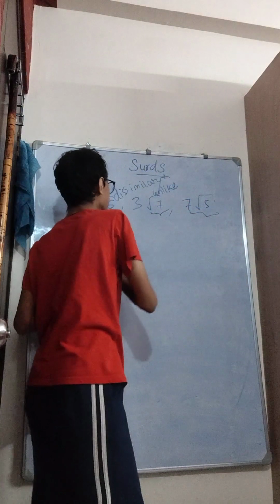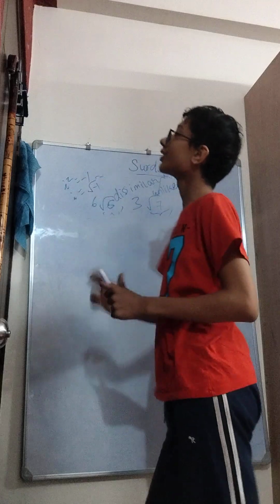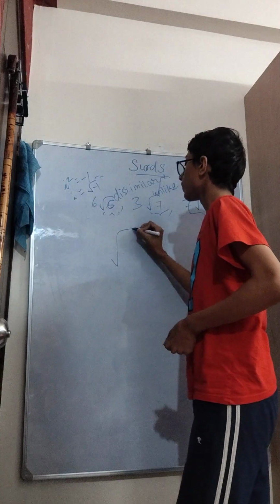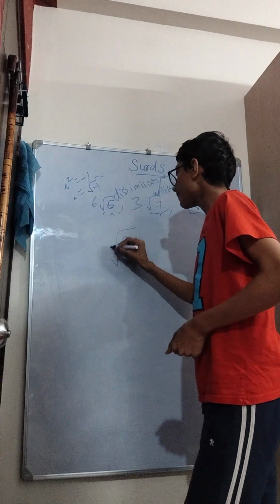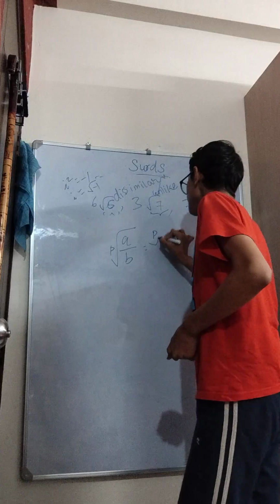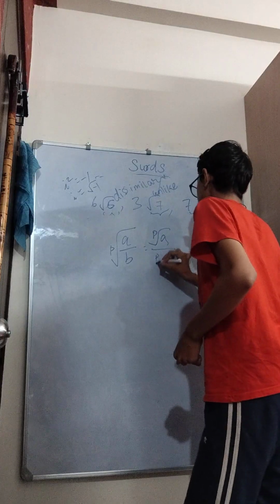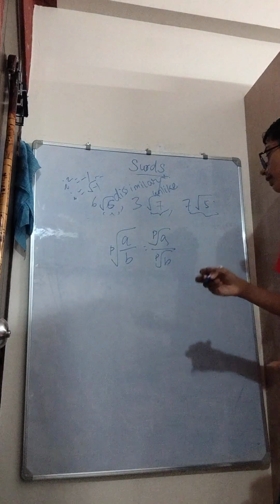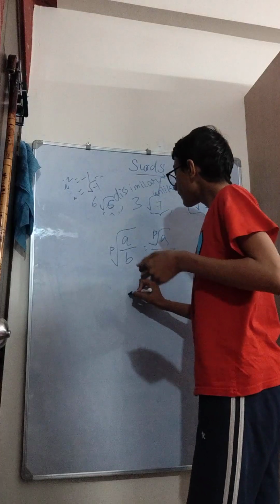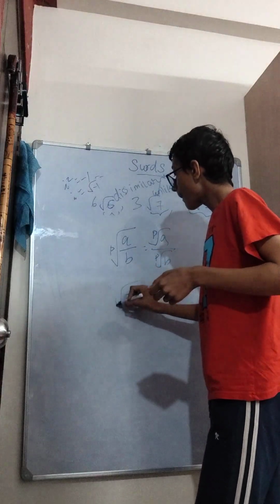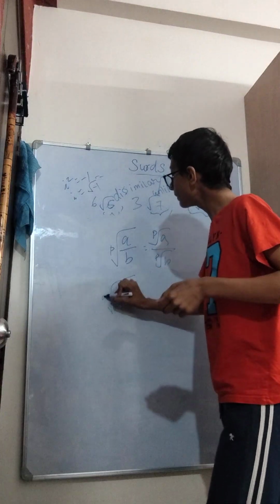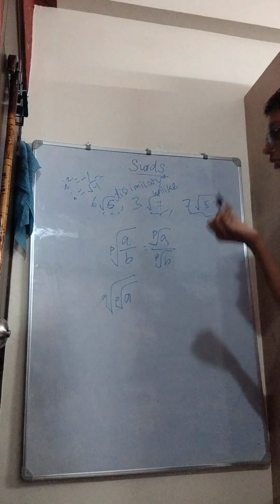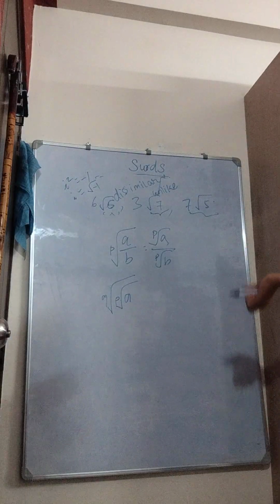Next one is the same thing for division also. The pth root of A by B is equal to the pth root of A by the pth root of B. Next one is the qth root of the pth root of A.